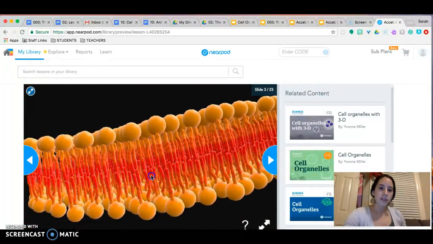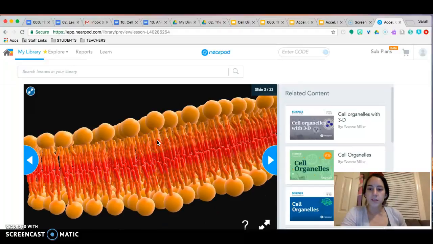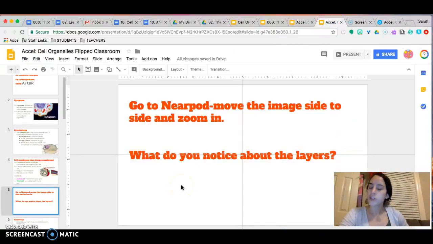I want you to look at this, and you can play around with it as much as you want, or you can pause this if you feel like it. And I want you to be able to answer the question that I just had. What do you notice about the layers? Take a minute, and you can pause this and come back. But we're going to go ahead and move on to our next one, which is centrioles.